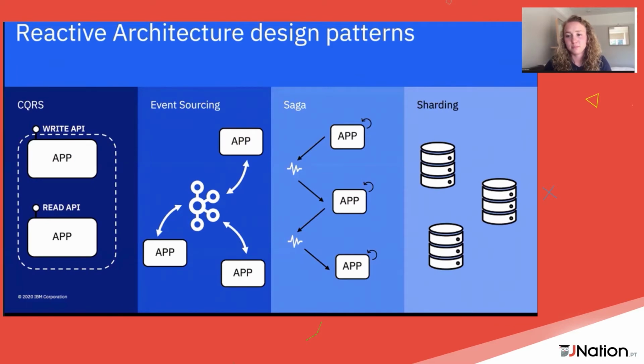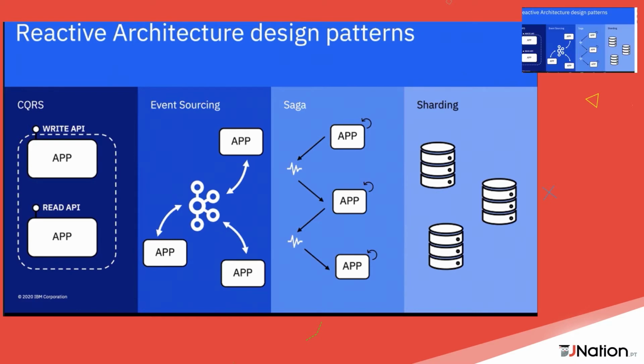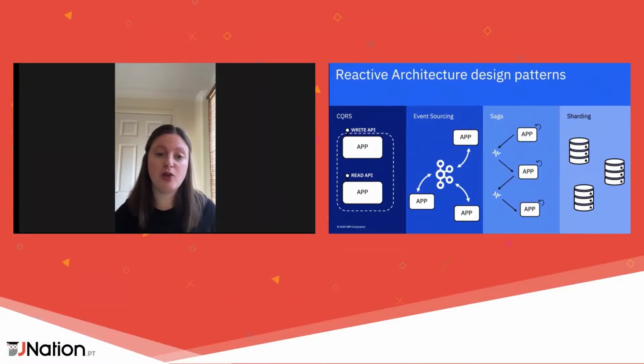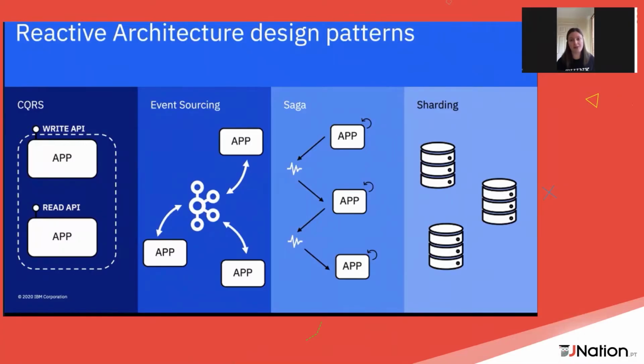So how do we move towards these reactive and responsive architecture patterns? There are a few different design patterns that are often used in these reactive systems to achieve these responsive results. We're not going to go through them all in detail. This could be a whole separate presentation, but I'm just going to give an overview of some of the ones that we've got here. We've got CQRS, where you separate your write API from your read API so that you can make sure to optimize both the writes and the reads in your system.